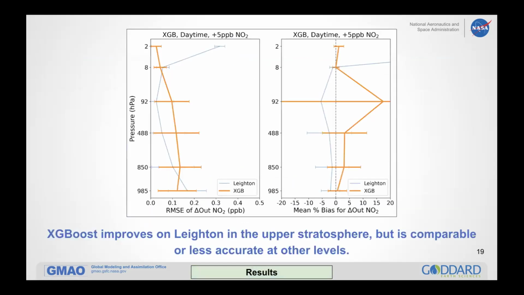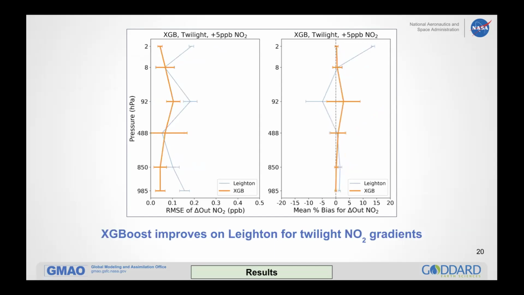And we found that the XGBoost is able to capture the NO2 gradient better than Layton in the upper stratosphere and at the surface, but in other model levels, XGBoost actually does a bit worse than Layton for daytime. And then during twilight, XGBoost does improve on Layton for most model levels. So we can see here that Layton again performs quite strongly for areas with chemistry that's consistent or not too unique, but XGBoost improves during twilight and at the surface.